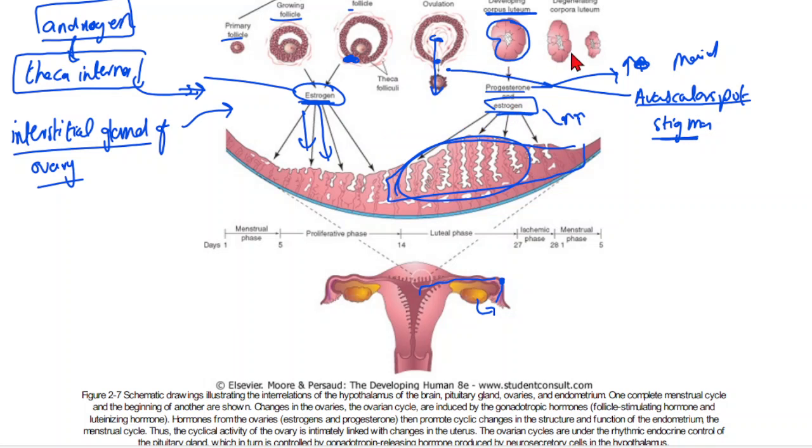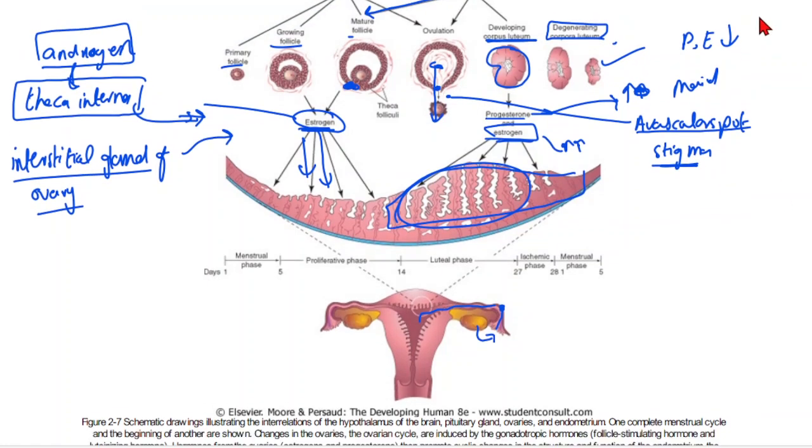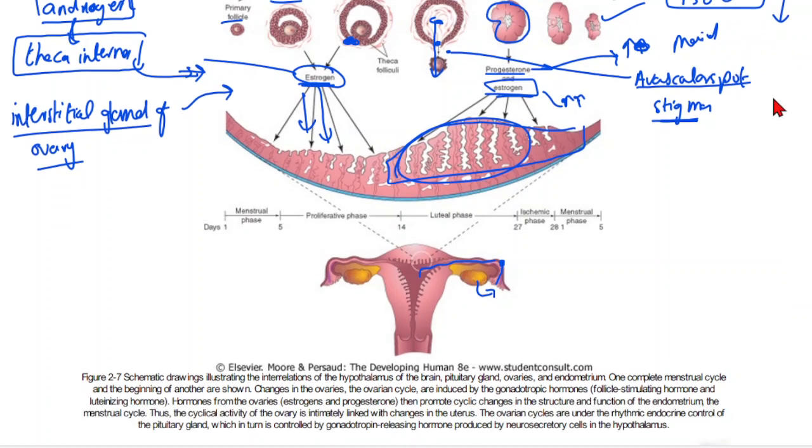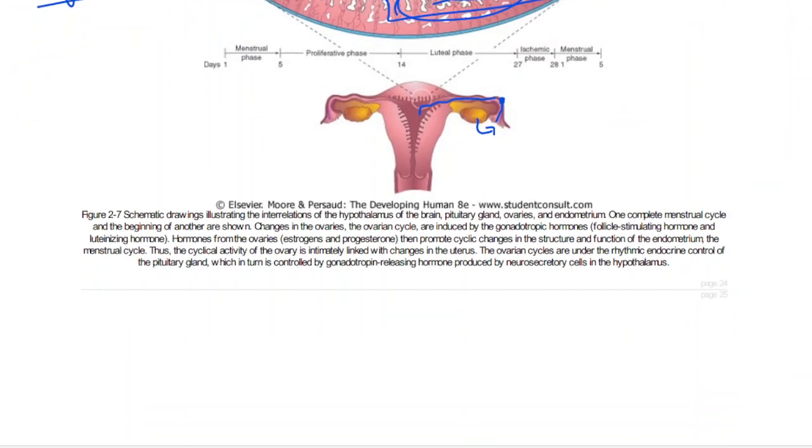But if fertilization does not occur, this corpus luteum degenerates. When it degenerates, the progesterone and estrogen levels decrease, due to which the endometrium becomes denatured and loses its function, and it is shed and bleeds during menses. So this is about the ovarian cycle.